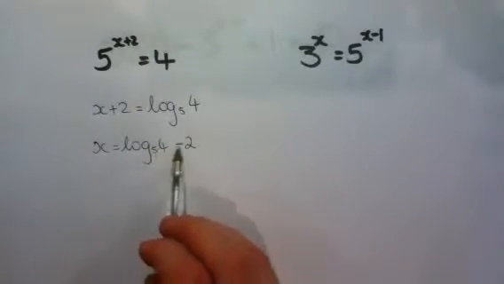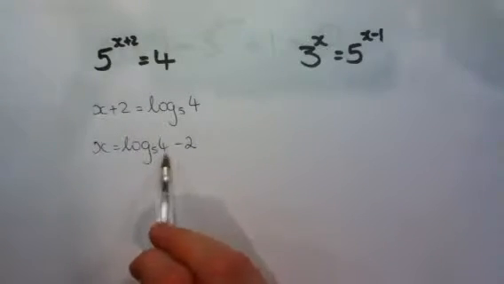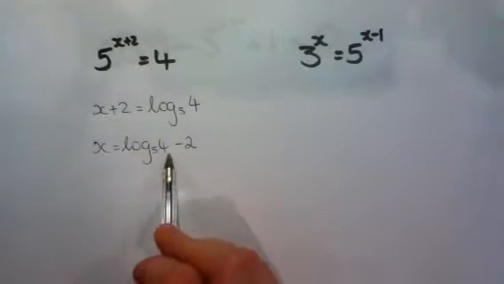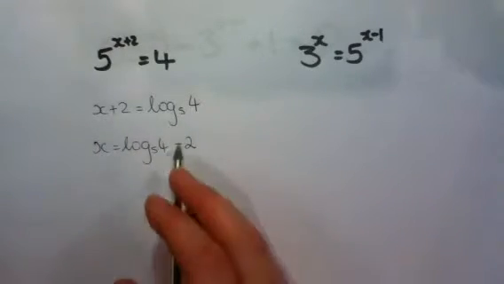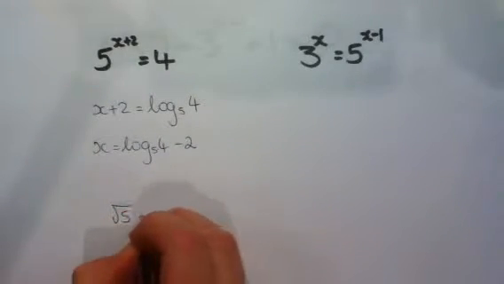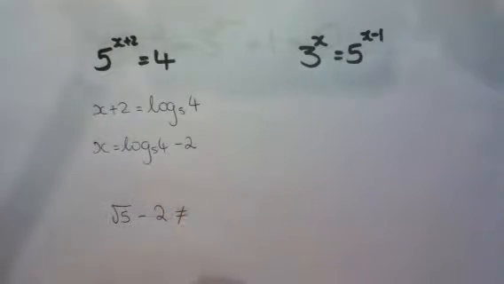Be careful not to do 4 minus 2. It's not log to base 5 of 4 minus 2, it's log to base 5 of 4, minus 2. This is a number in its own right. It's a bit like if you have the square root of 5 take away 2, that does not equal the square root of 3. So don't try and combine these two together like that.